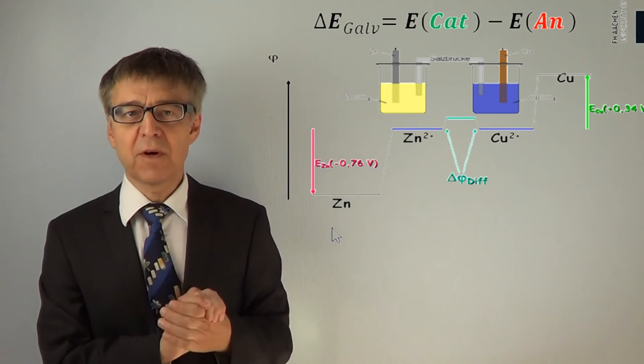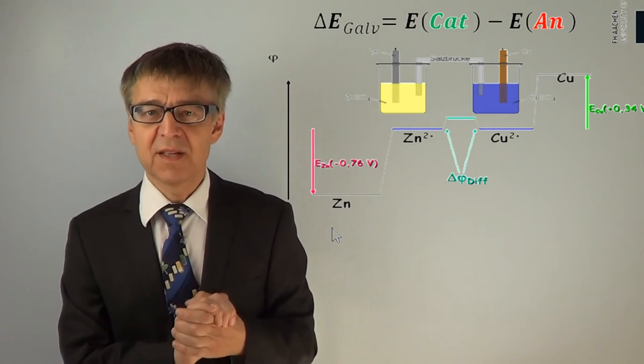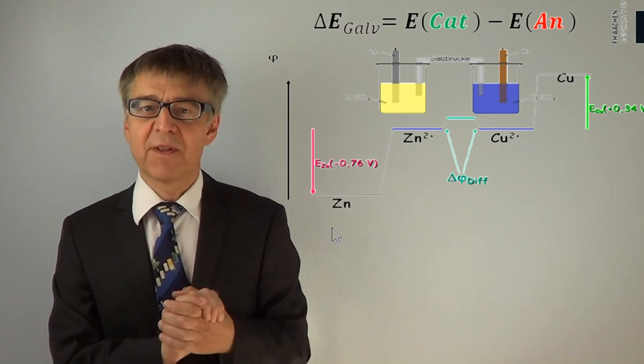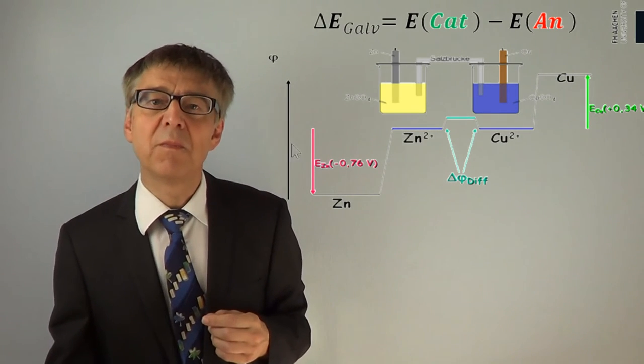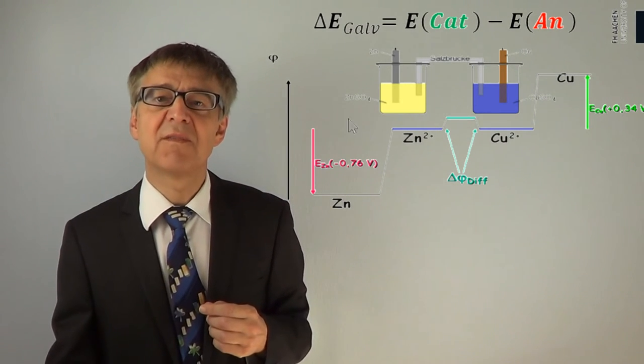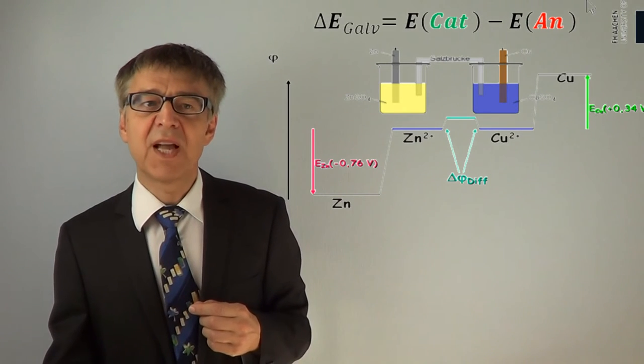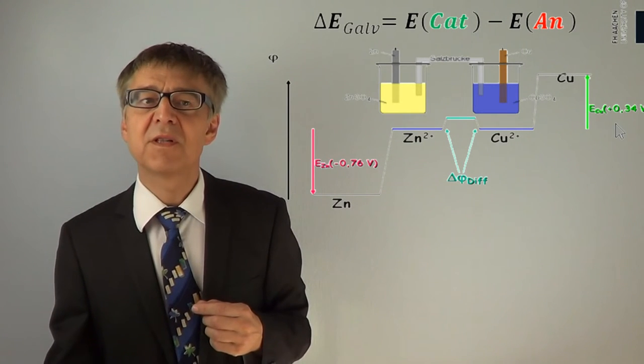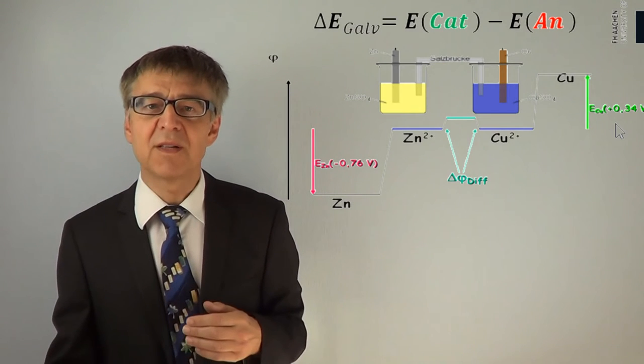An electromotive force of 1.1 volts is obtained by subtracting the potential of the zinc electrode, negative 0.76 volts, from the potential of the copper electrode, positive 0.34 volts.